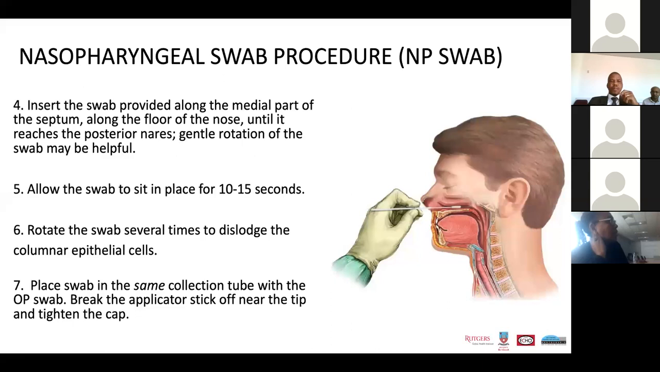And insert the swab provided along the medial part of the septum, along the floor of the nose until it reaches the posterior nares. And then gently rotate. You gently rotate the swab so that you are able to get the sample. Usually you want to allow your swab to sit there maybe between 10 to 15 seconds so that it collects, and at the same time you dislodge the epithelial cells.